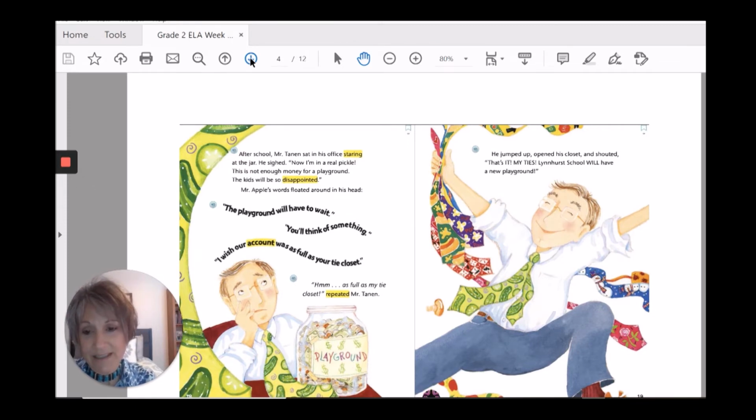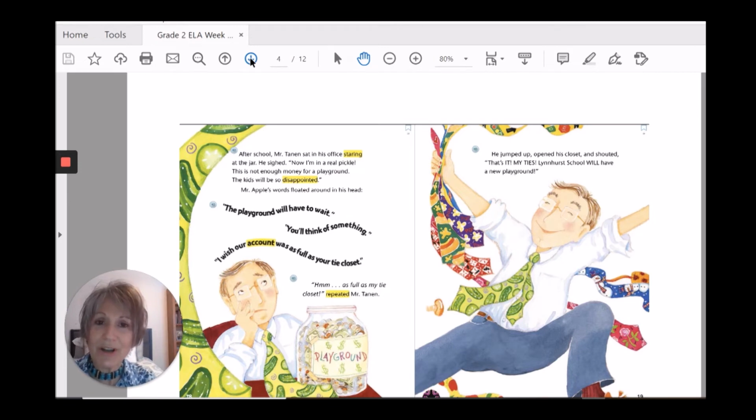"You'll think of something. I wish our account was as full as your tie closet." "As full as my tie closet," repeated Mr. Tanen. He jumped up, opened his closet, and shouted, "That's it, my ties! Lyndhurst School will have a new playground."